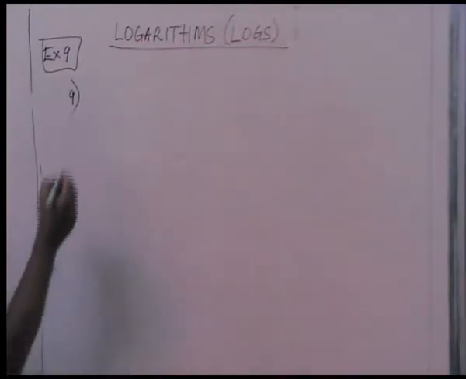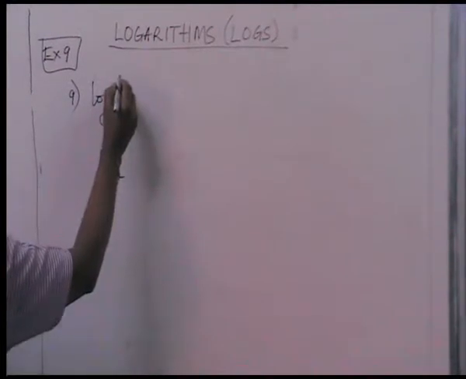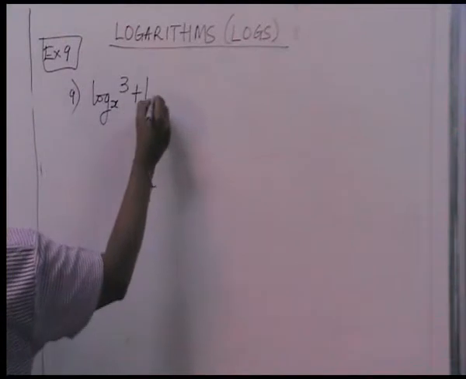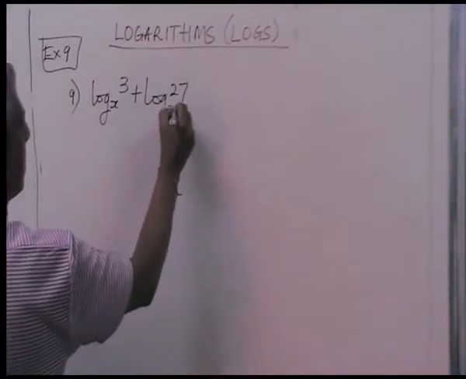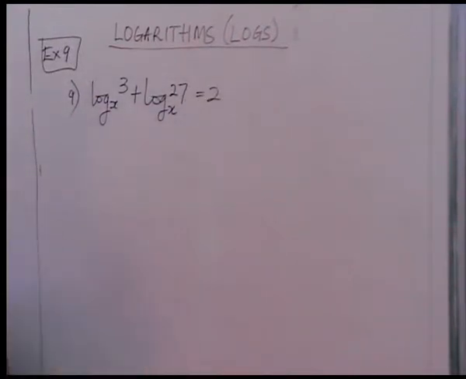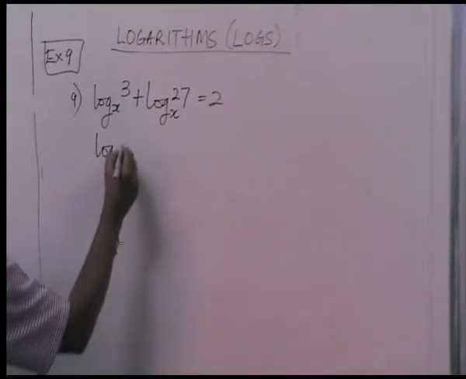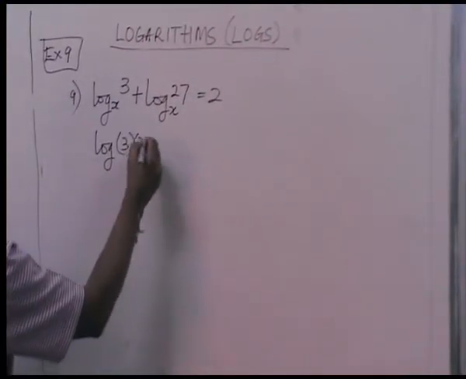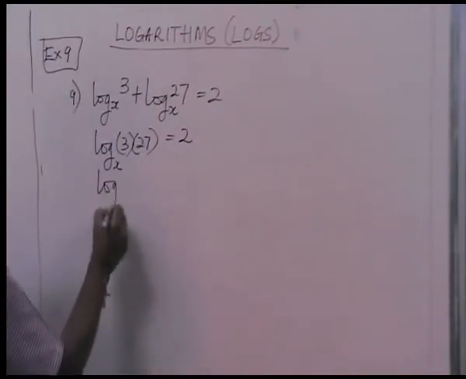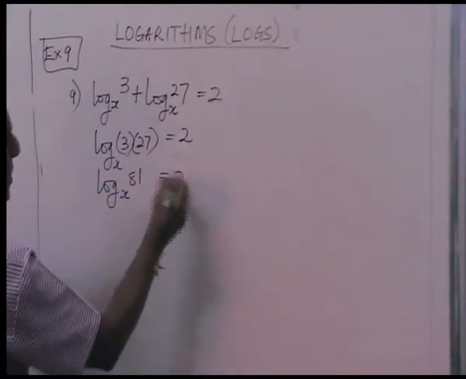Number 9, log of 3 to the base x plus log of 27 to the base x is equal to 2. So here we're going to use the rule log of a plus log of b. That means log of 3 times 27 to the base x is equal to 2. That will give you log of 81 to the base x is equal to 2.